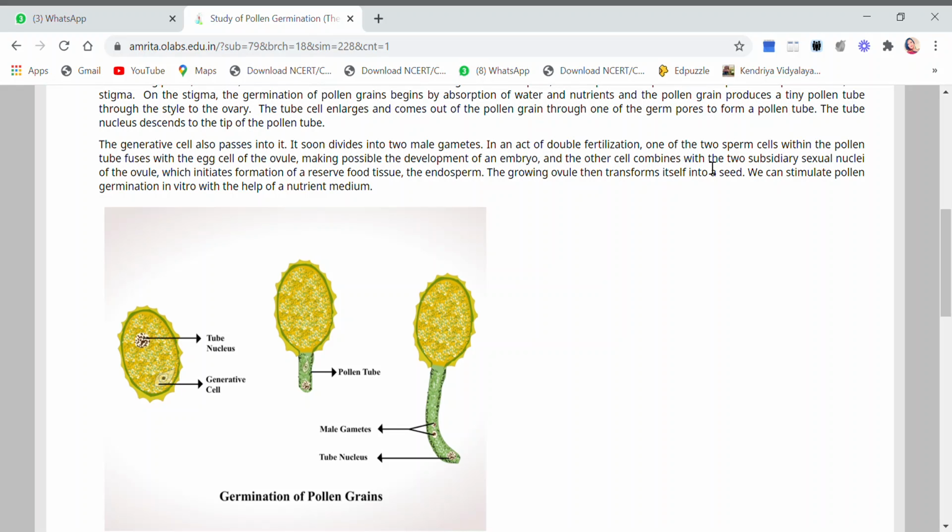And the other cell will go and fuse with the polar nuclei, the two polar nuclei. So two polar nuclei were already present in the nucellus of the female part, we know that, and now the third nucleus, that is from the third pollen grain, has also reached. Now it has been converted into a triploid PEN, that is the primary endosperm nucleus. So all this has been done in your theory, right?